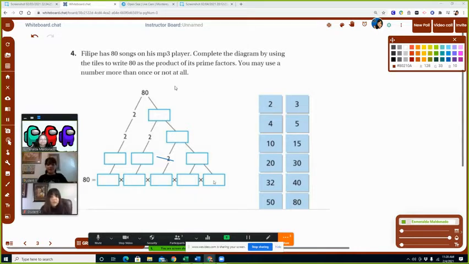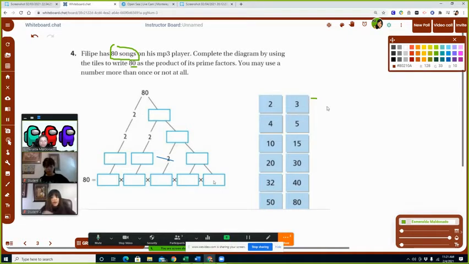Philip has 80 songs on his MP3 player. Complete the diagram by using the tiles to write 80 as a product of its prime factors. You may use a number more than once or not at all. Great. So we are going to circle important information. So he has 80 songs in his MP3 player, and we need to complete this diagram, which is finding the prime factors for 80.